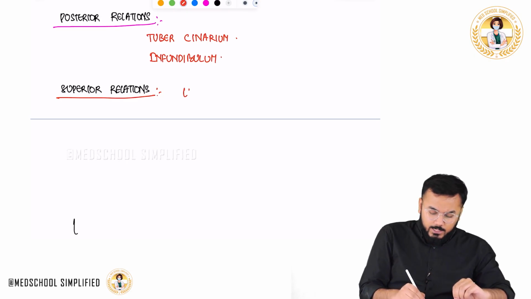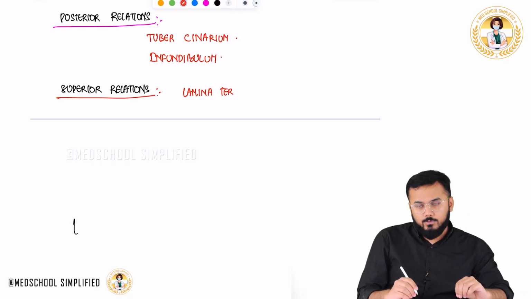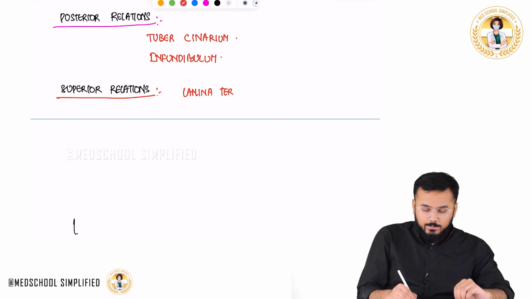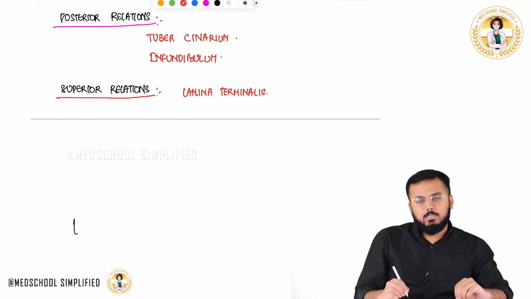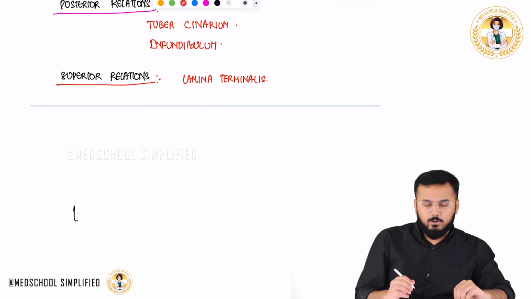So, one superior relation is your lamina terminalis. If you have already attended the previous lectures, you might know by now what lamina terminalis is. And if you haven't attended any previous lecture and this is your first video, then I will draw a picture so that you will understand what lamina terminalis is. So for now, just passively write it down.